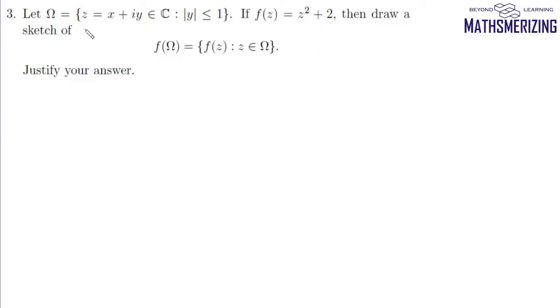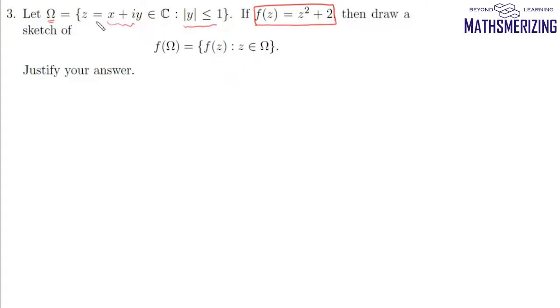Now this third question is, we are given a set sigma, which is the set of all complex numbers x plus iota y such that mod y is less than or equal to 1. And then we are given this function f(z), and that is z square plus 2. Now it says, draw a sketch of f(sigma), which is f(z) for all z belongs to sigma.